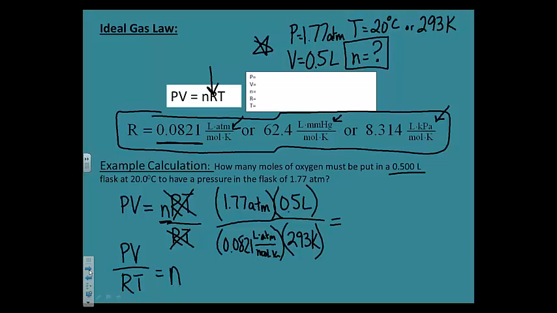Multiply the top, divide by everything on the bottom, and the number of moles that I have to have in order to have that pressure is 0.037 moles. So again, remember the ideal gas law is the law and the formula that we'll use if pressure, volume, and temperature are not changing. Nothing's changing there. I only have one value for P, one value for V, one value for T.